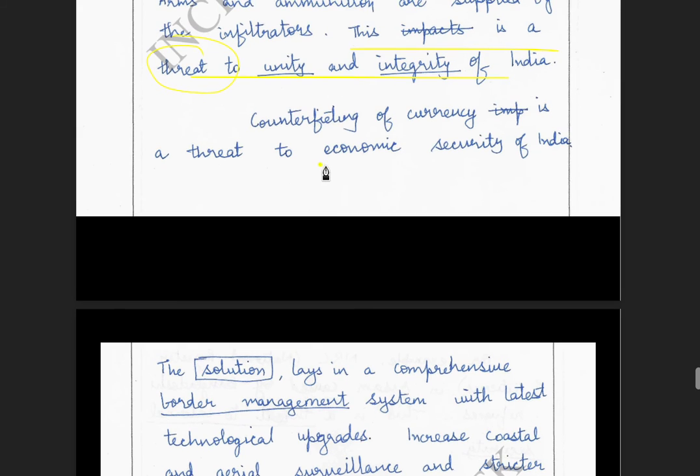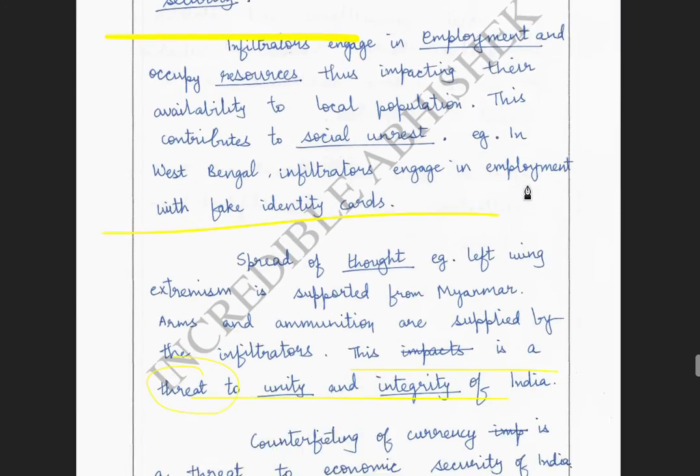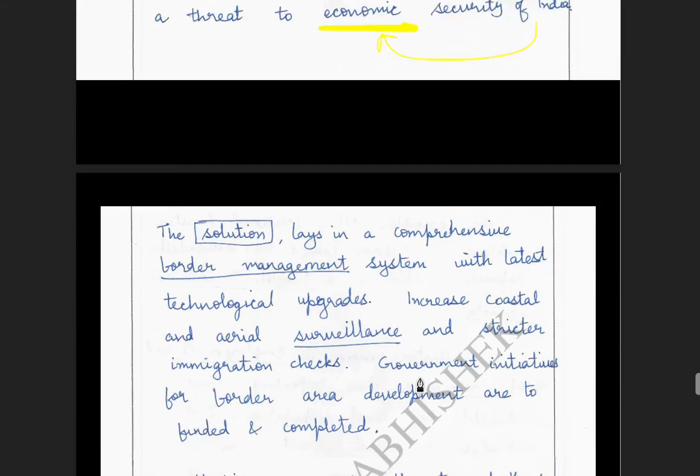Now you see, he has again delved into an idea. Within India's security, he has gone into economic security. Who told you it is only internal security? The question is talking about security, right? This security can be physical, electrical, economic, anything. So he has talked about economic security.